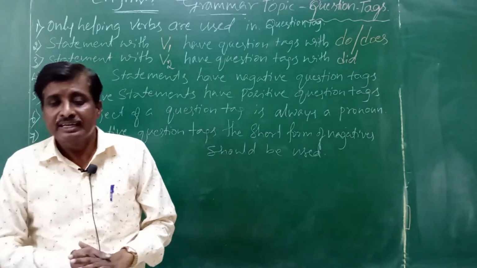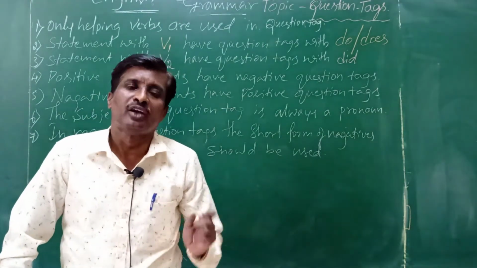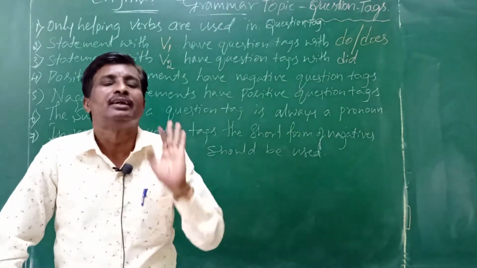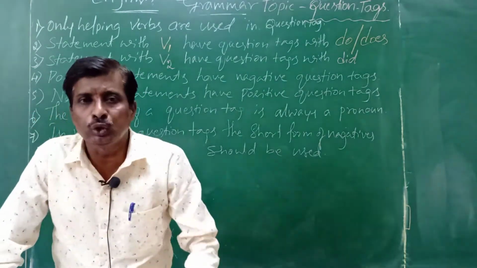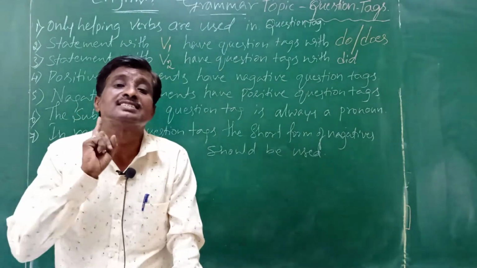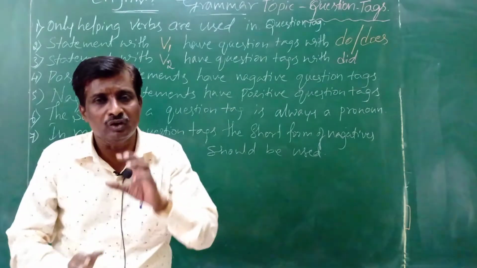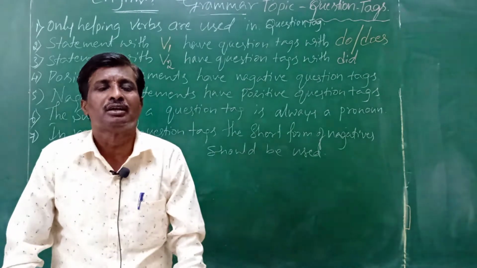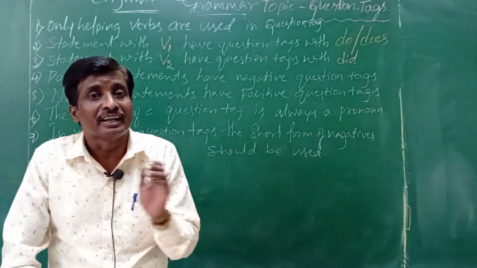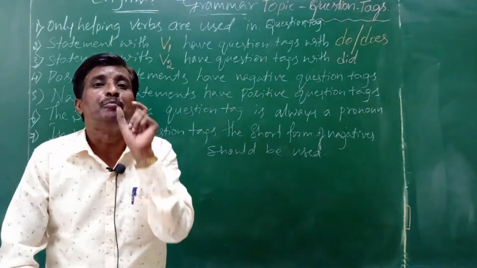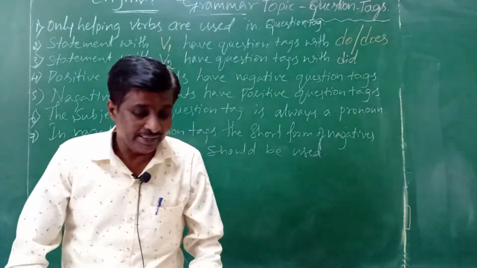Come on, let us discuss how many rules we have to follow while we are going to add the question tag. Dear children, according to the grammar rule, we have to follow 7 rules. If we follow all these 7 rules, we will never make any mistakes in this format.